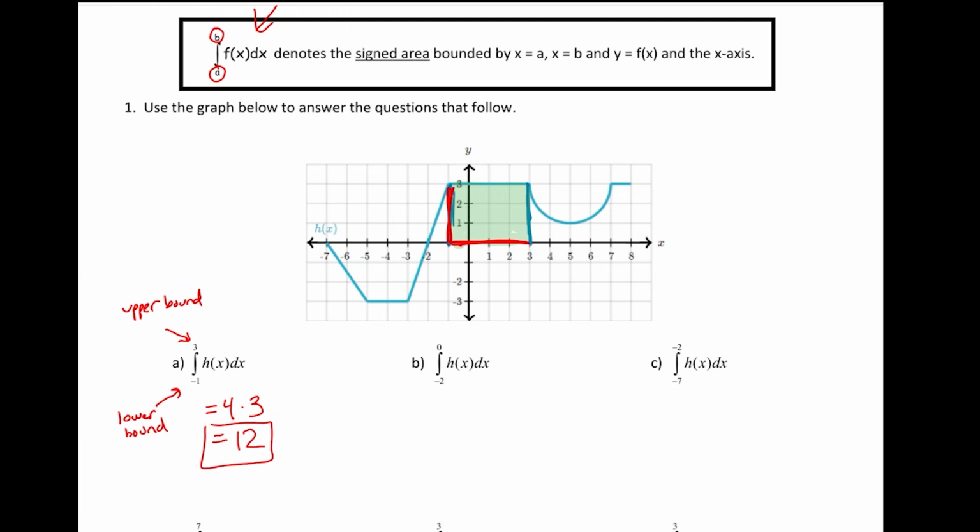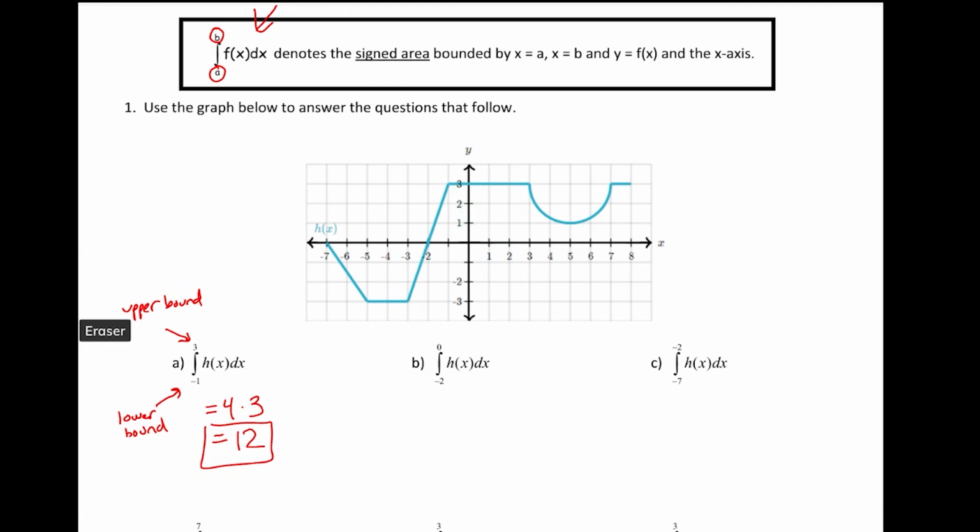Notice how the definite integral actually equals a number, versus an indefinite integral, which is going to be an equation, a function, and more broadly a family of functions because of the whole plus c thing. So let's take a look at b. b is asking for the area in between -2 and 0.